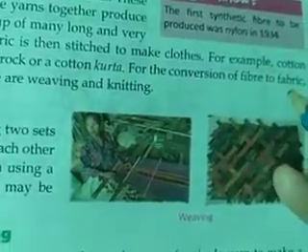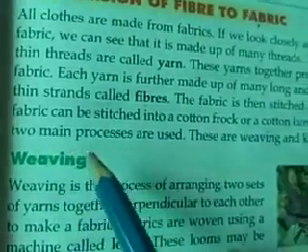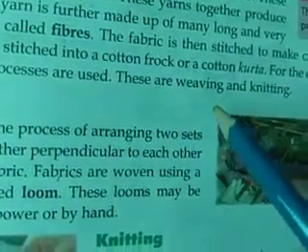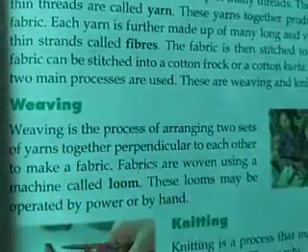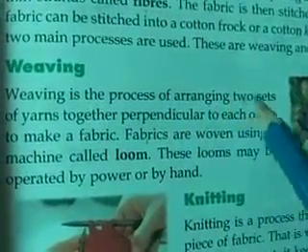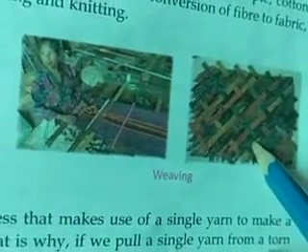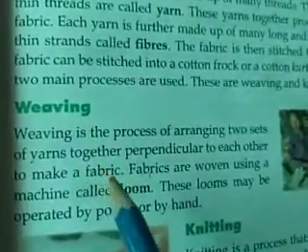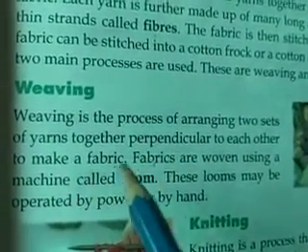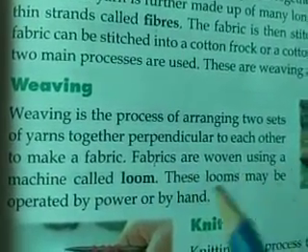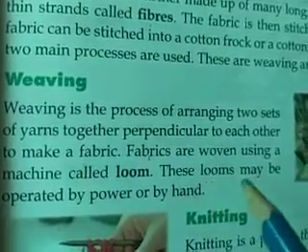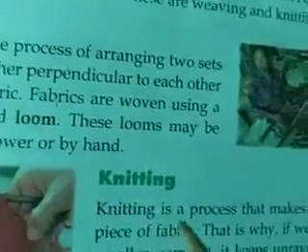For the conversion of fiber to fabric, two main processes are used. These are weaving and knitting. The first one is weaving. Weaving is the process of arranging two sets of yarns perpendicular to each other to make a fabric. Fabrics are woven using a machine called a loom. These looms may be operated by power or by hand.